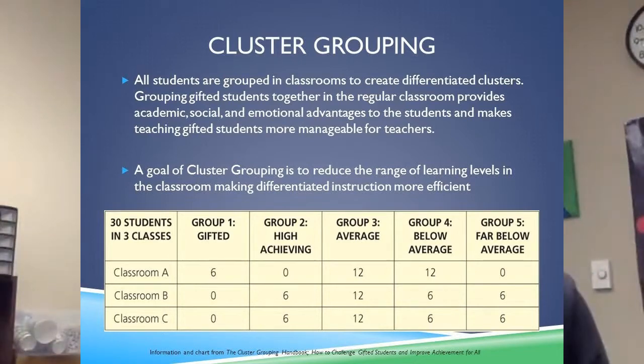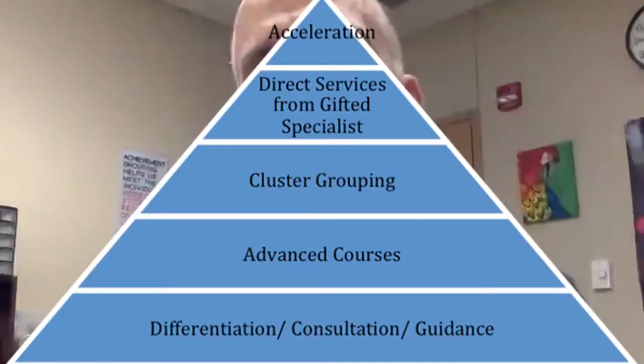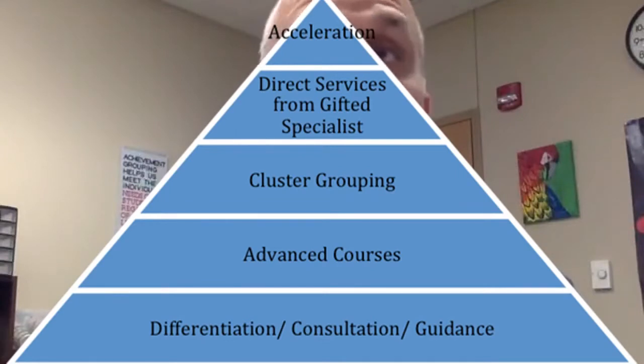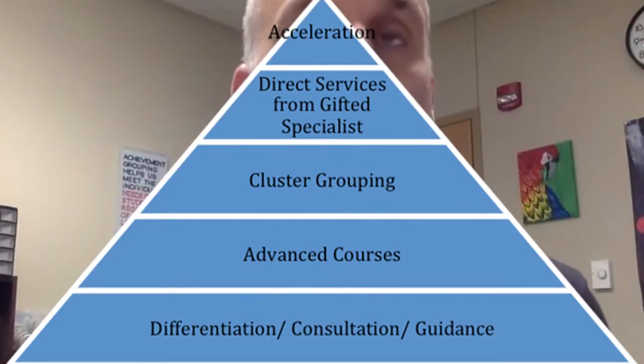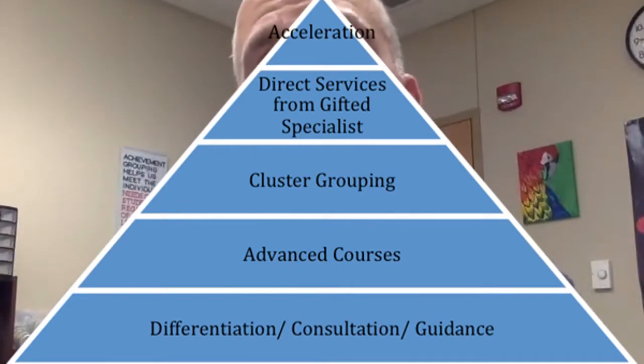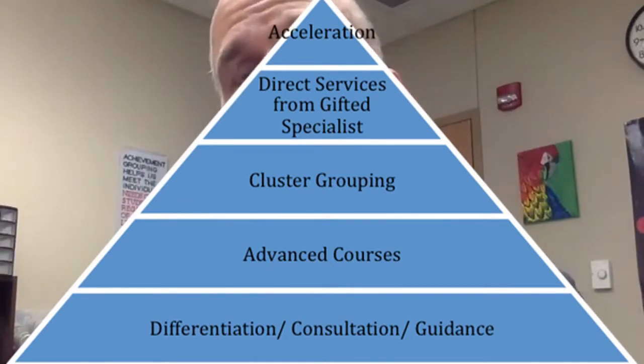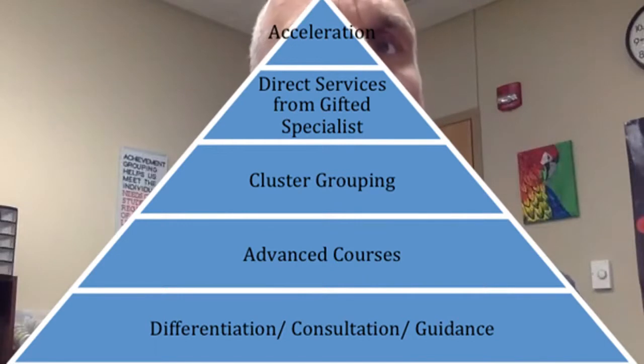As for where cluster grouping fits in on the grand scheme of gifted services, you can see in this pyramid, acceleration requires that students are moved up a grade to take courses, or the entire class is accelerated and they're doing 7th grade work even though they're only 6th graders. So that's pretty intensive, very involving the way you set that up.